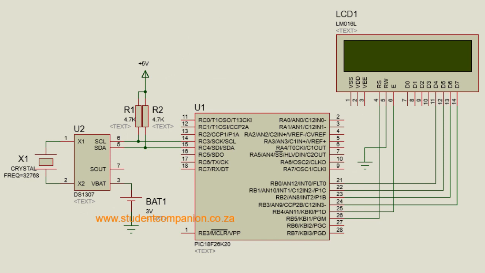This is going to be the end of part 1. In part 2, we're going to learn how to configure the I2C bus with MPLAB Code Configurator.